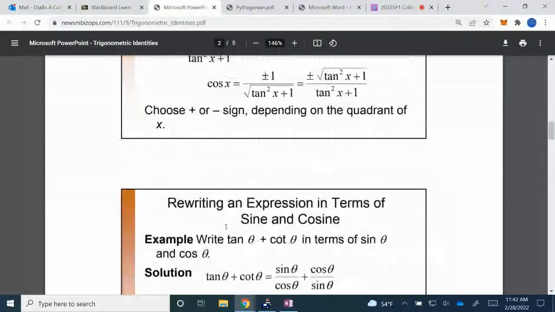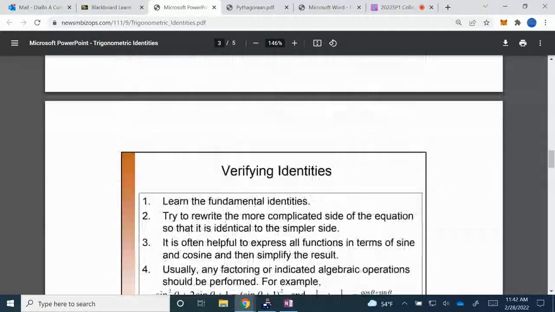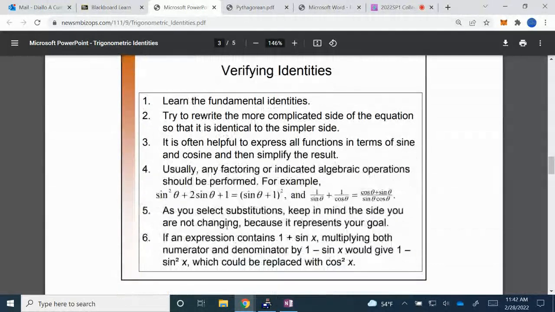I'm going to skip a couple of slides, and we're going to talk about verifying identities. Now, we don't actually verify identities per se. We will normally just simplify them. But there's some pretty good information on this particular slide. The first thing it says is to learn the fundamental identities. And we don't actually verify identities.